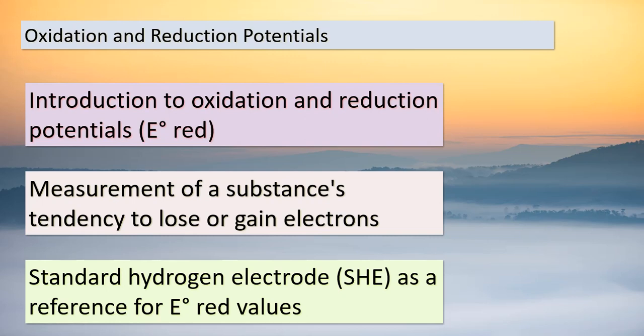E° red values are like a ranking system for substances' eagerness to participate in redox reactions. The higher the E° red value, the stronger the oxidizing agent it becomes. This ranking also gives us insights into the spontaneity of redox reactions. So, as we move forward, keep an eye out for these potentials, as they hold the key to understanding the chemistry of energy transformations.